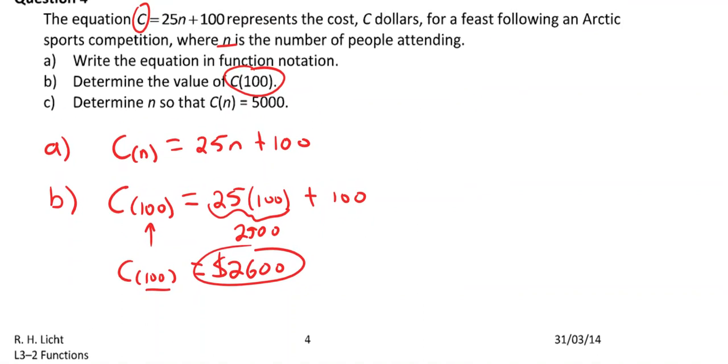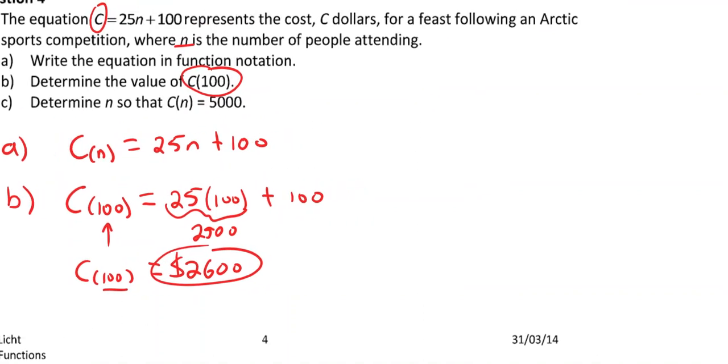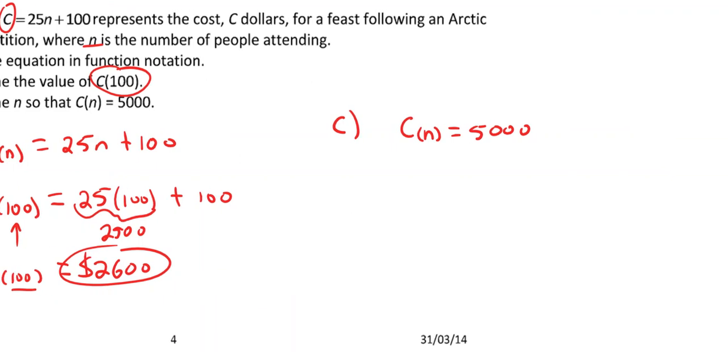Okay, so now the other one, and this is the point of confusion that always comes up. Now they're saying determine N. So determine N so that C of N is equal to 5,000. Yeah, we have to go backwards. This can be a little confusing, I think, where people just don't know what it is they're asking for, right?